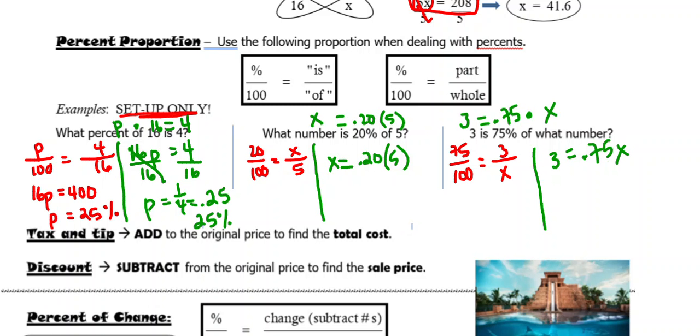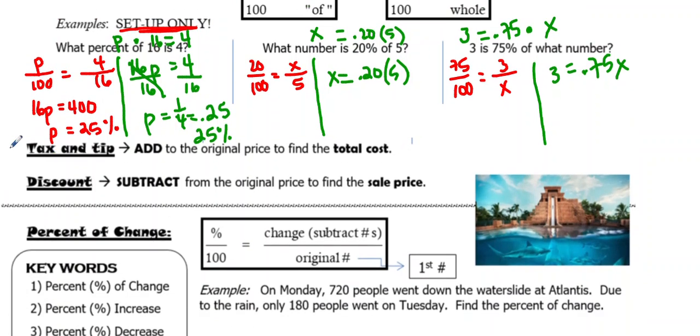All right? So a couple of other things to remember is, remember with tax and tip, you're adding tax and tip to find the total. Okay? With discount, you're subtracting your amount of discount, okay, to get your new sale price. All right? So we're going to do a couple of those problems too.